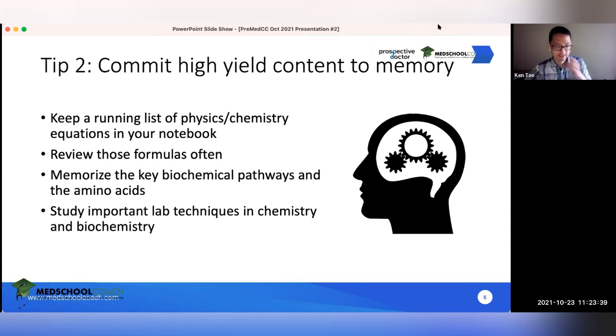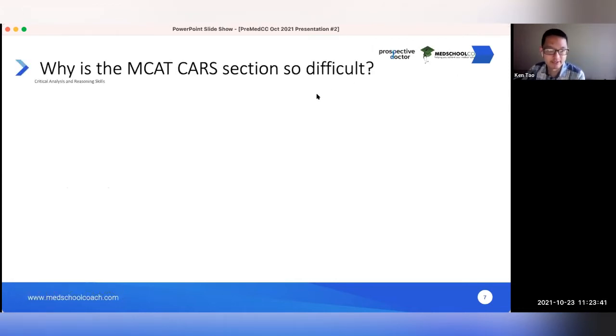Okay, so this is the Chem/Phys section. Next we're going to talk about the CARS section. The CARS section is also called the Critical Analysis and Reasoning Skills section. This section of the exam doesn't require any knowledge of science content. So at first you might think, oh, that's great, I don't have to study any science content for the CARS section, I can just take it without any preparation. And unfortunately, that's not the case.